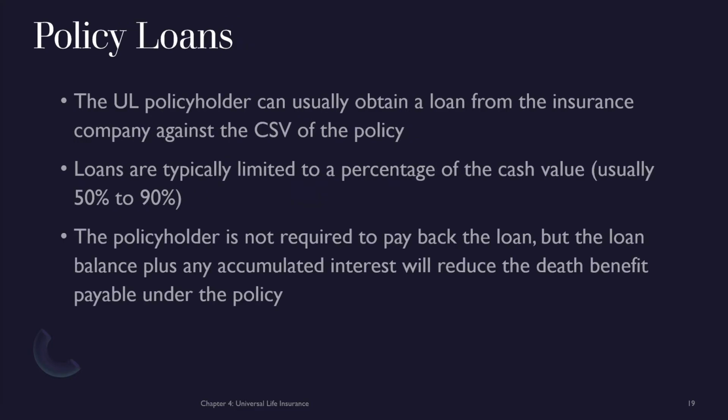The UL policyholder can usually also obtain a loan from the insurance company against the cash surrender value, and a lot like whole life policies, the loans are typically limited to a percentage of the cash value, usually ranging from 50% to 90%. The policyholder is not required to pay back the loan, but the loan balance plus any accumulated interest will reduce the death benefit payable under the policy.